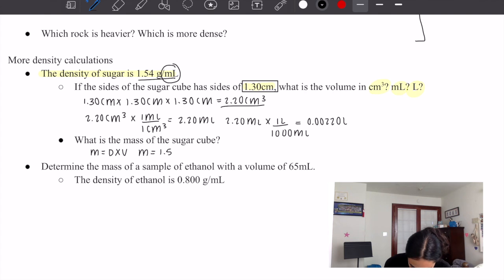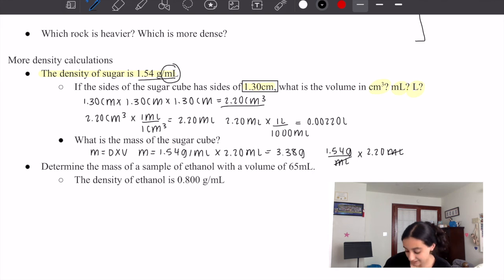So the mass equals 1.54 grams per milliliter times 2.20 milliliters, not centimeters cubed. I'm just going to go back up in my calculator and use the unrounded version to get 3.38. If you were to write this out, 1.54 grams per milliliter times 2.20 milliliters, these milliliters cancel out and you're just left with grams. So that is that problem.